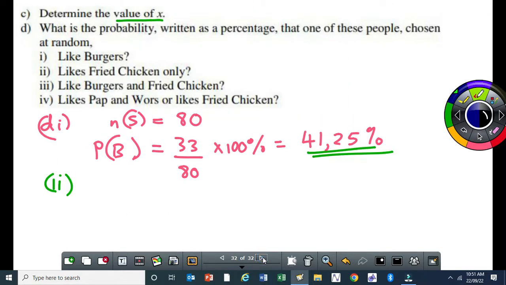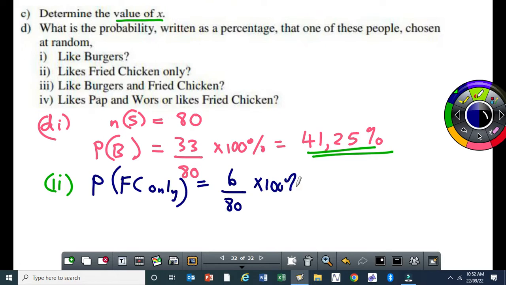So that would be P. Now here, please, the notation is very important. So it will be P, F, C only, or you can say only FC. Okay? FC only is fine, isn't it? So we can say only FC. Right? So this will be equal to 6 over 80 times 100%. What percent will that be? 7.5%.